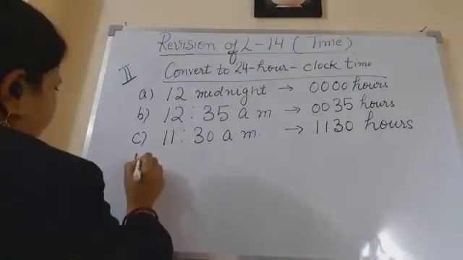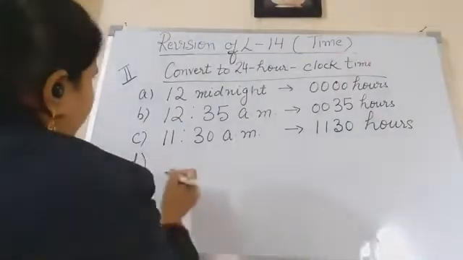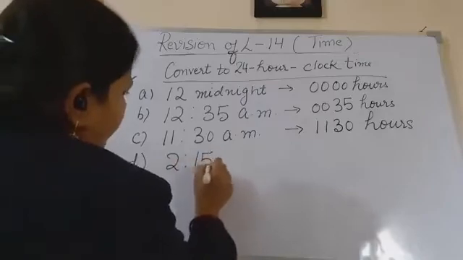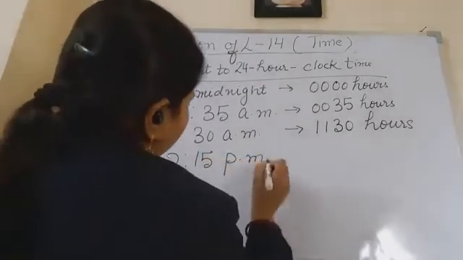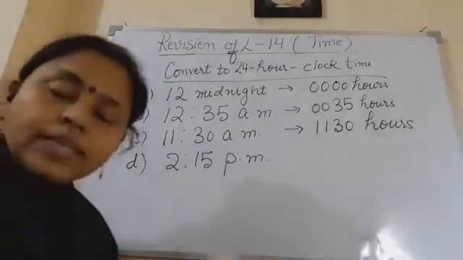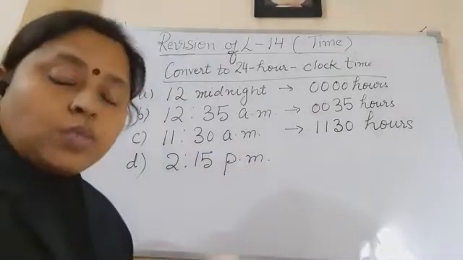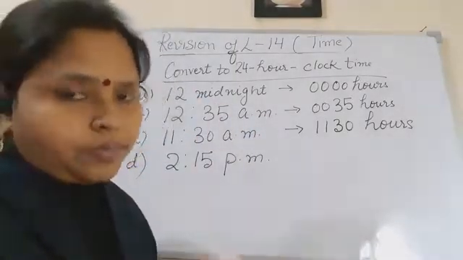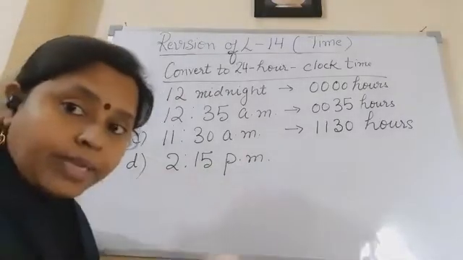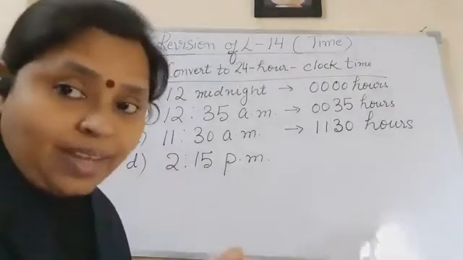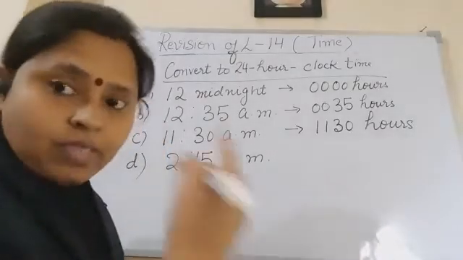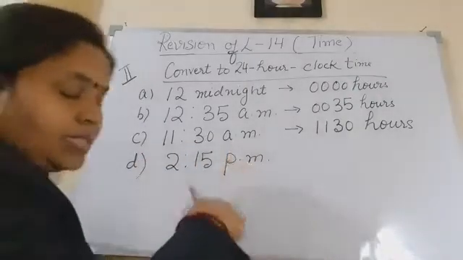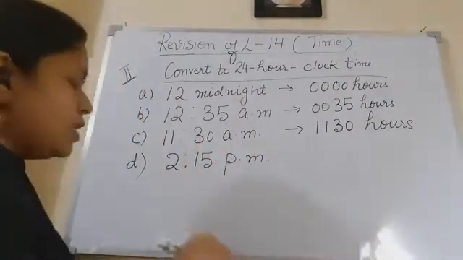Now children, let's see this part. See the next part of this question. So here we have 2:15 p.m. So now children, here in the 12-hour clock time, the time is given in PM. So what does PM mean? PM means after midday or post meridian. So if the time is after midday, it means it is more than 12 hours, right? Because midday means 12 hours in the 24-hour clock. So here, if it is PM, it means after midday or afternoon, so it is more than 12 hours.